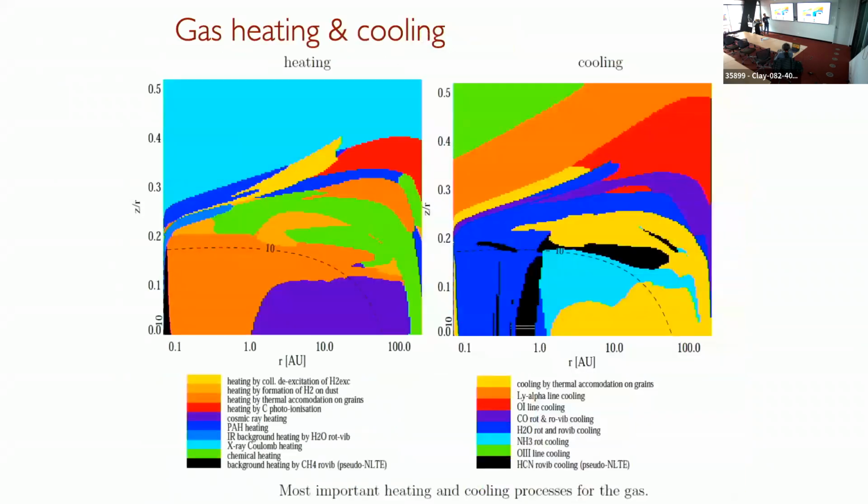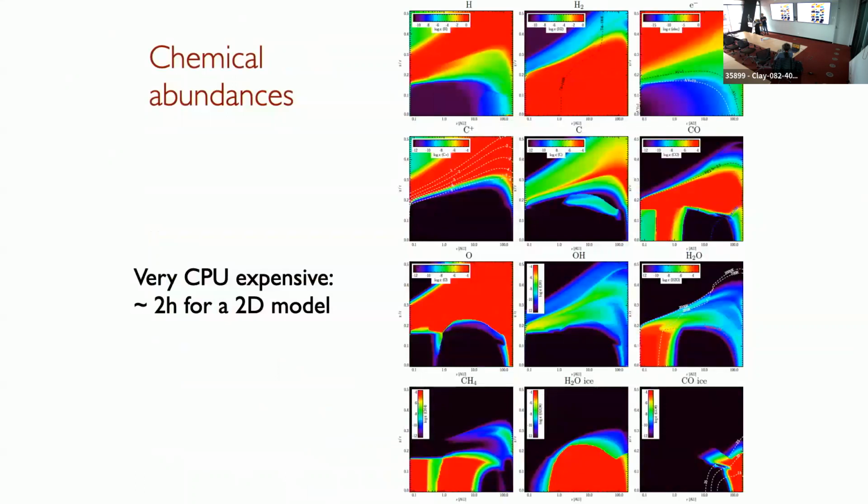So this is ProDiMo models for a 2D model of 100 by 100 grid points, I think. So only 10,000 points, and it takes a couple of hours. But the main advantage is that once you get the thermal structure of the gas, you can compute all the abundances, evolve your chemical network, and make some predictions that are potentially useful.